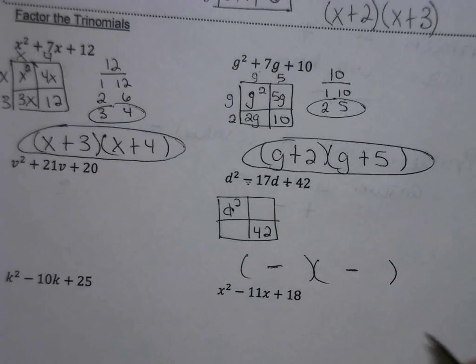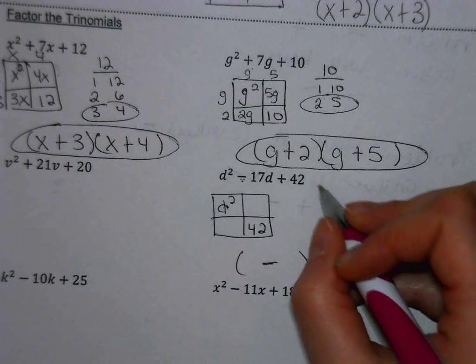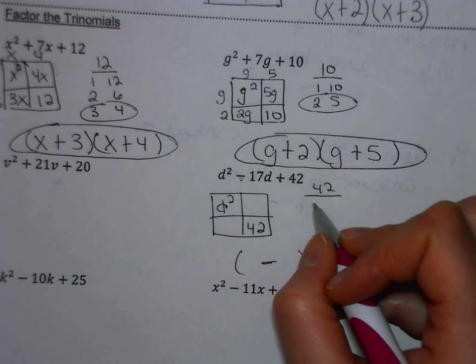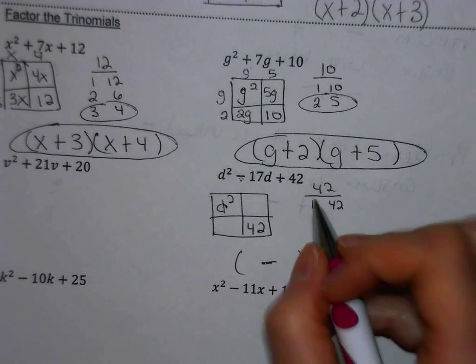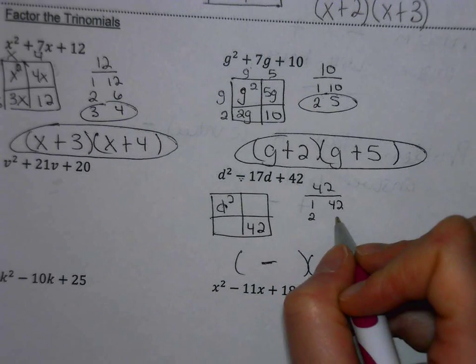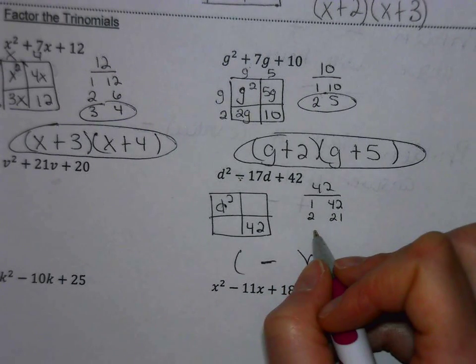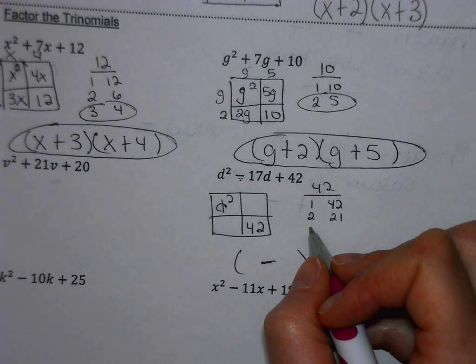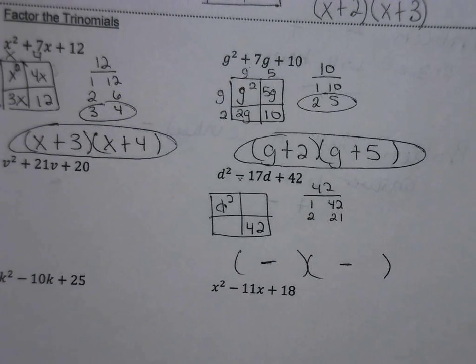So if we look at 42, factors of 42 would be 1 and 42, 2 and 21, 3 and 14, sorry.